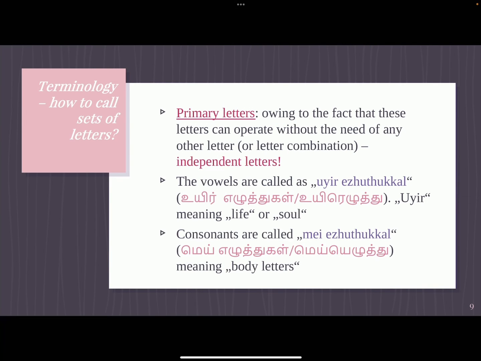But why are they called primary letters? Owing to the fact that these letters can operate without the need of any other letter or letter combination, this makes them sort of independent letters. The vowels are called uyir எழுத்துக்கள், as I mentioned previously. Uyir means life or soul. Consonants are called மெய் எழுத்துக்கள். மெய் in this case means body, so மெய் எழுத்துக்கள் means body letters.